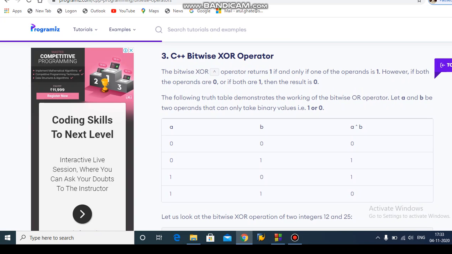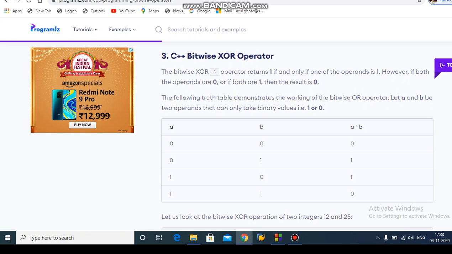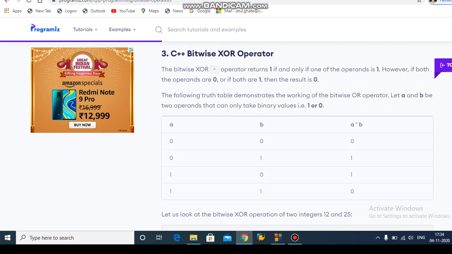Please listen carefully. Again I am repeating, the bitwise XOR operator returns 1 if and only if one of the operands is 1. कब return 1 करेगा? If and only if one of the operand is 1. Means दोनों में से कोई भी operand अगर 1 है तो ही वो 1 return करेगा. Otherwise if both the operands are 0, मतलब दोनों operand अगर 0 है, या फिर if both the operands are 1, या फिर दोनों operand अगर 1 है, then the result is 0. This is the XOR operator.